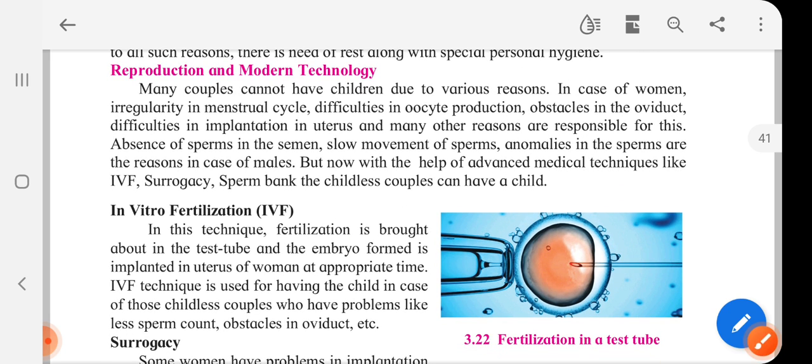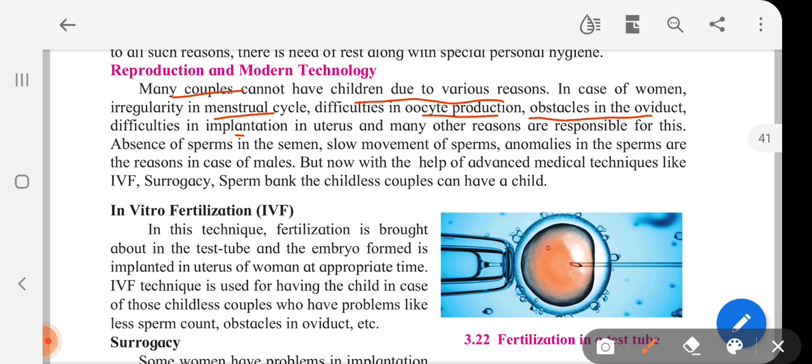Now let us also understand some modern technology which helps many people, couples in particular, who cannot have children due to various reasons. In the case of women, irregularity in the menstrual cycle, difficulties in oocyte production, obstacles in the oviduct, difficulties in implantation in the uterus, and many other reasons are responsible for this.